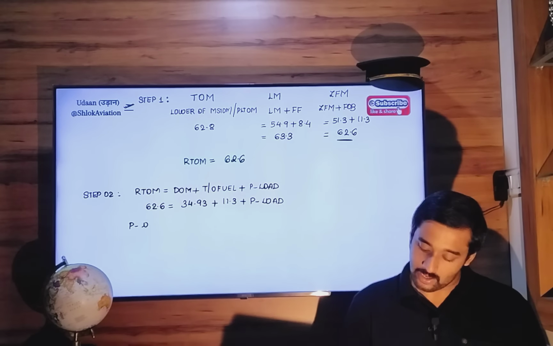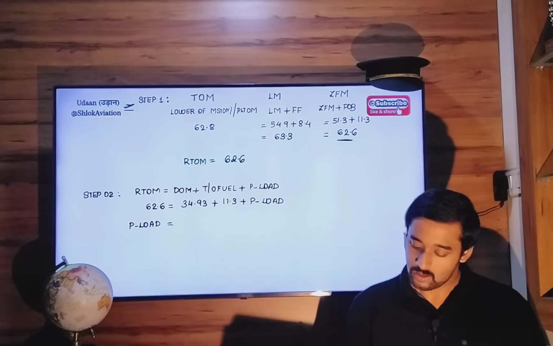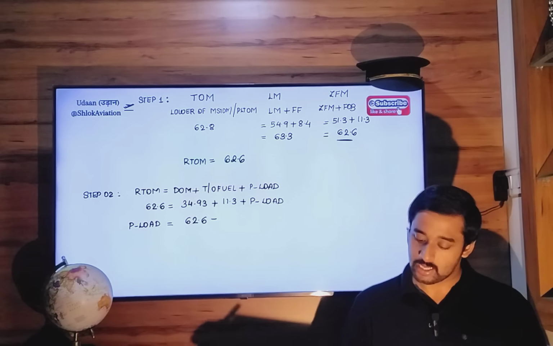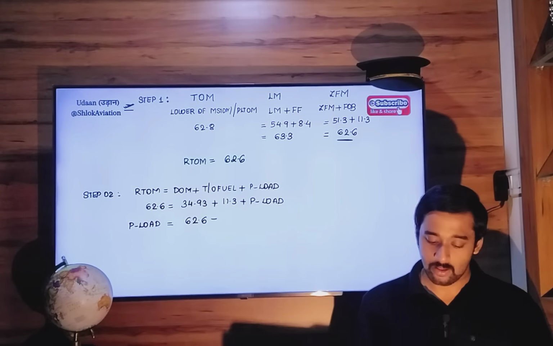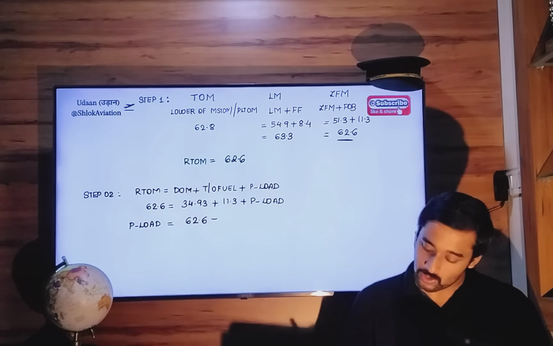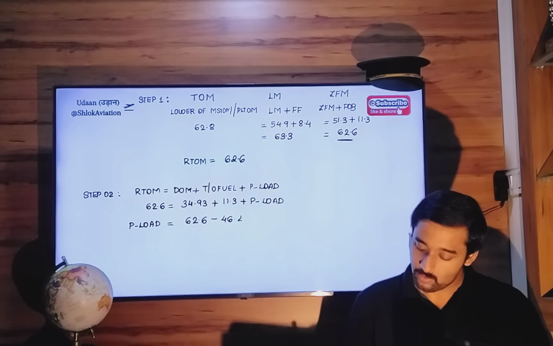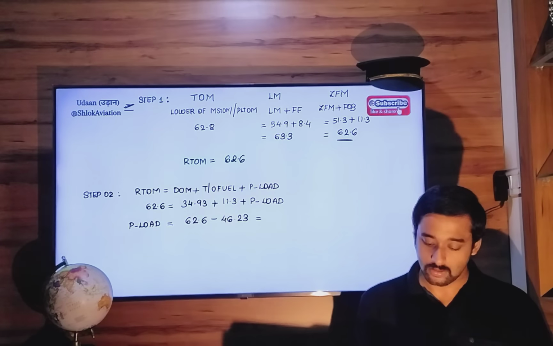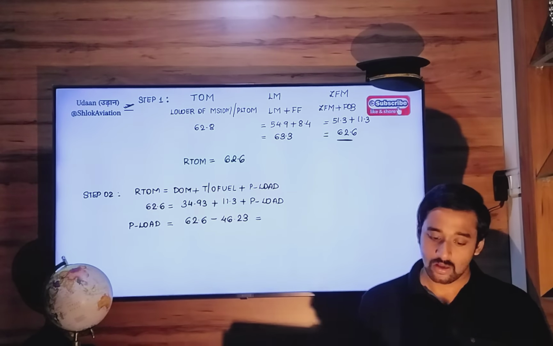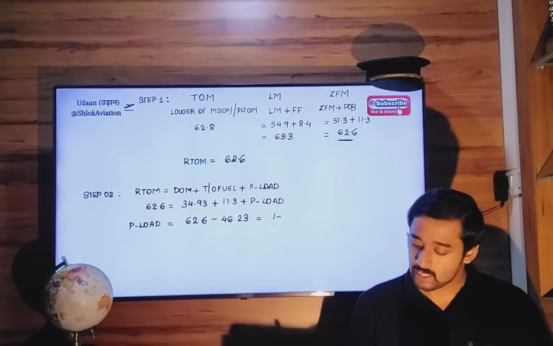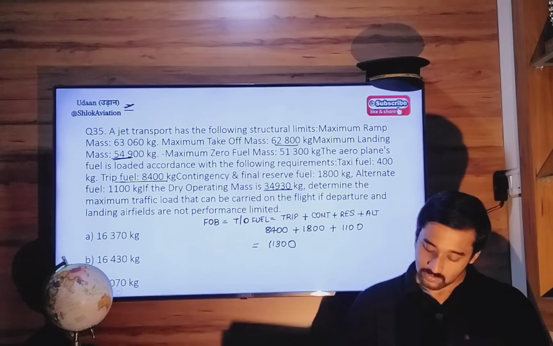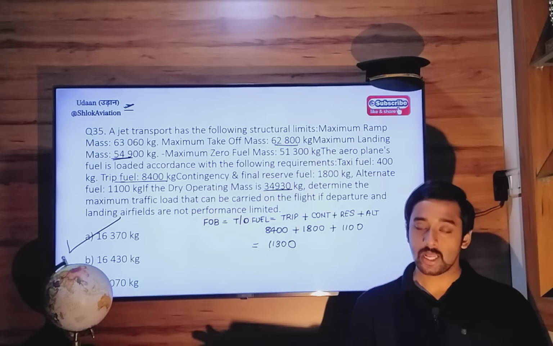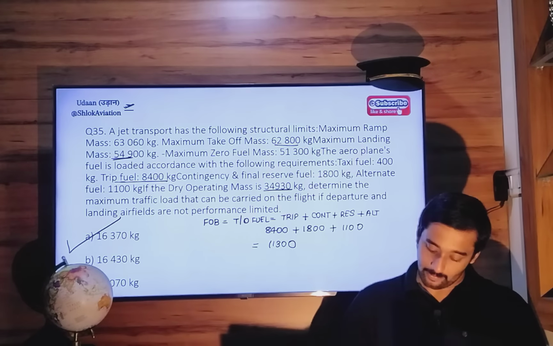So payload will be equal to 62.6 minus 34.93 plus 11.3. That is 46.23. So the answer will be 16.37 or 16,370 kg. So option A will be the correct answer.